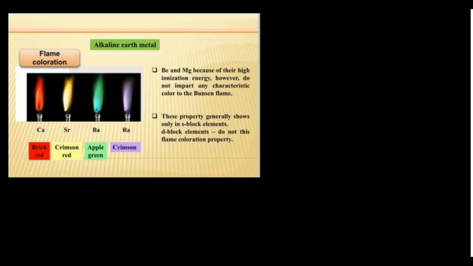So these properties generally show only in the s-block elements. d-block elements do not impart any color to the Bunsen flame. This is again an important thing here. Their colors are rather pale, because their ionization potential is quite high. So high energy is required. They do not give the very bright color like you have observed in the case of the alkali metals. In that case the colors are a little pale when compared to the alkali metals. Now moving to the next important property.